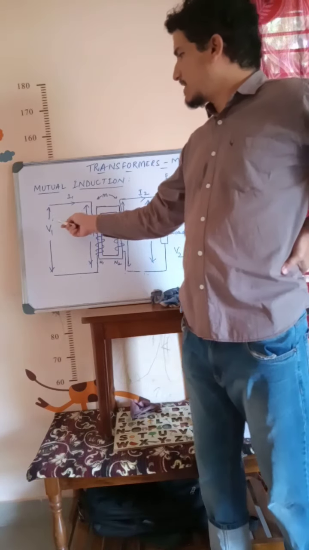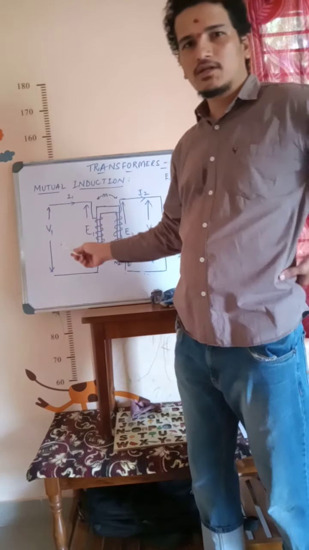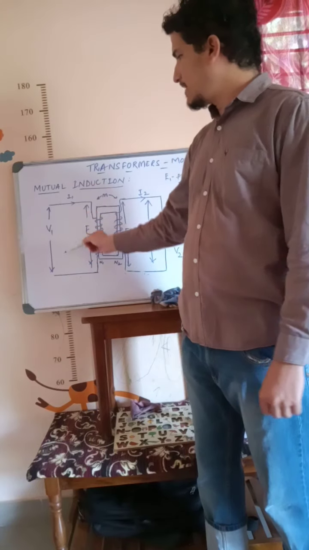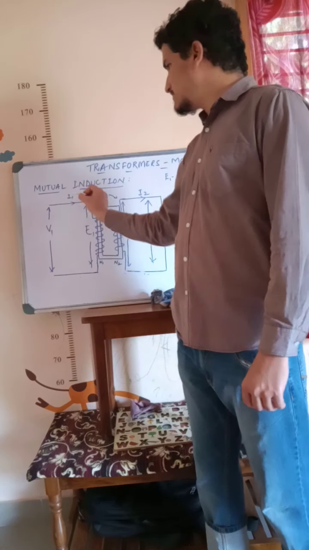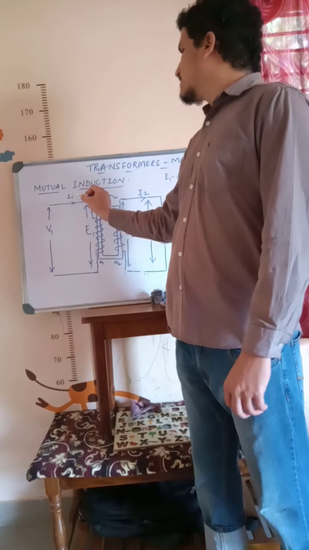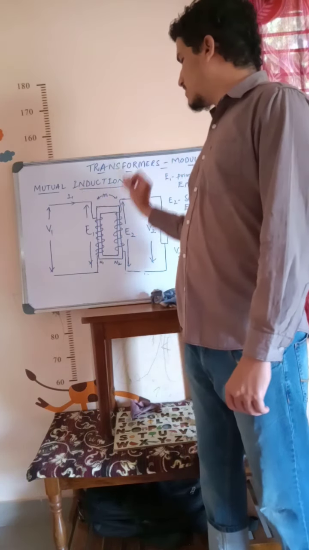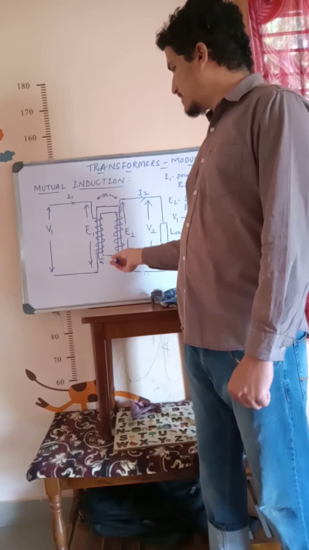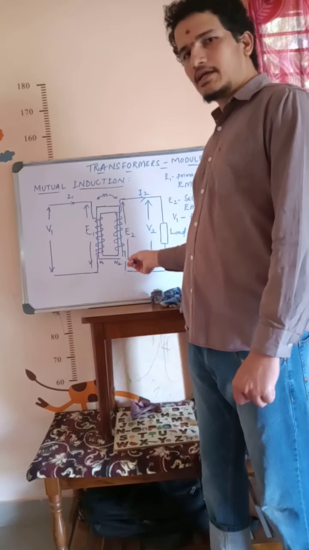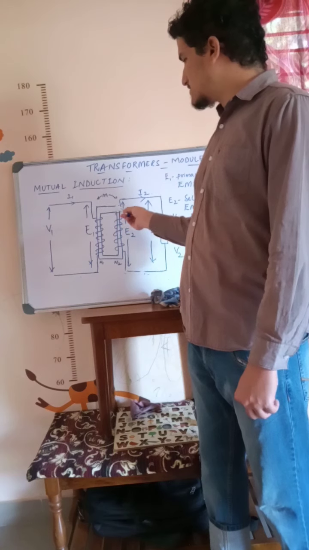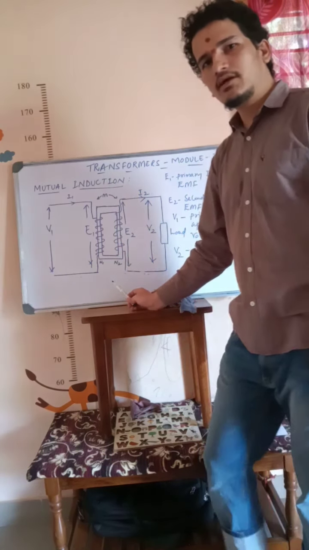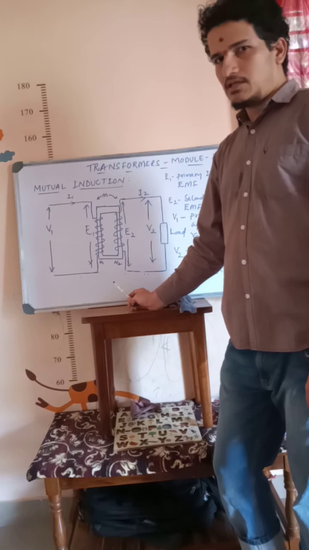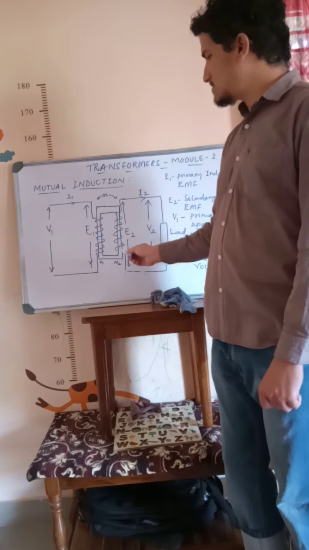As I said, capital letter V will be used for the terminal voltage or the applied voltage. Let me say V1 is the applied voltage, I1 is the current in the primary coil. Let me say this is a primary coil and this is the secondary coil, and this is wound on a silicon steel core.